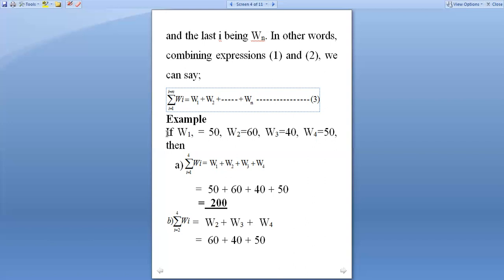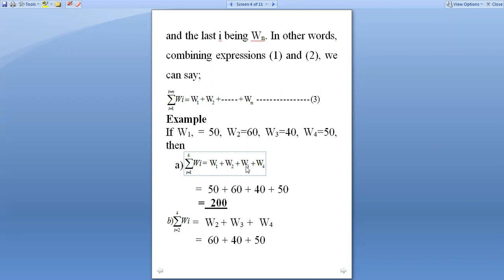Let's get an example here. If we find that the weight of the first person is 50 kg, the second person is 60, the third weighs 40 and the fourth weighs 50. Then when they give you this expression, summation Wi, where i is from 1 to 4, meaning that you have all the observations given here, W1 up to W4. In expanded form, this expression is equal to W1 plus W2 plus W3 plus W4.